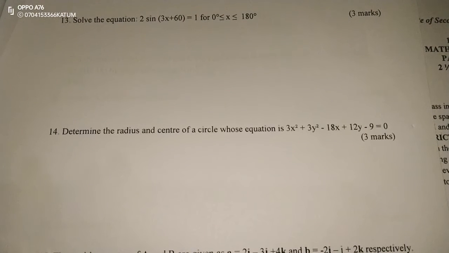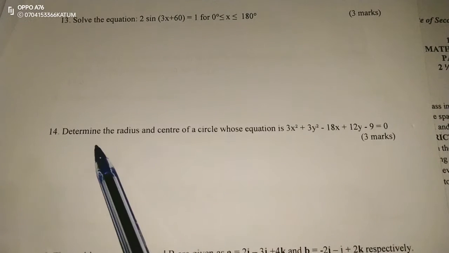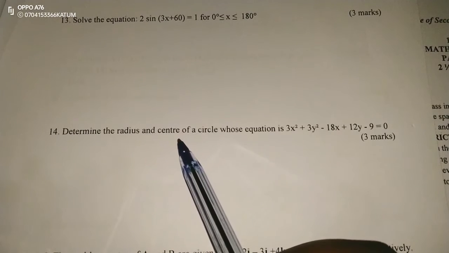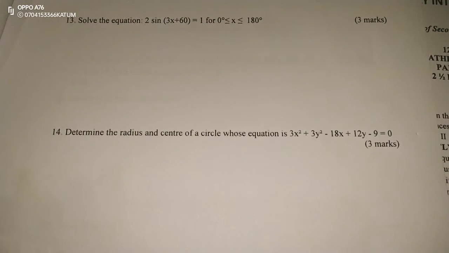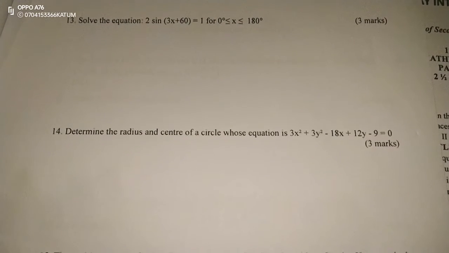Now we're going to study number 14, which says: determine the radius and center of a circle whose equation is 3x squared plus 3y squared minus 18x plus 12y minus 9 equals 0.